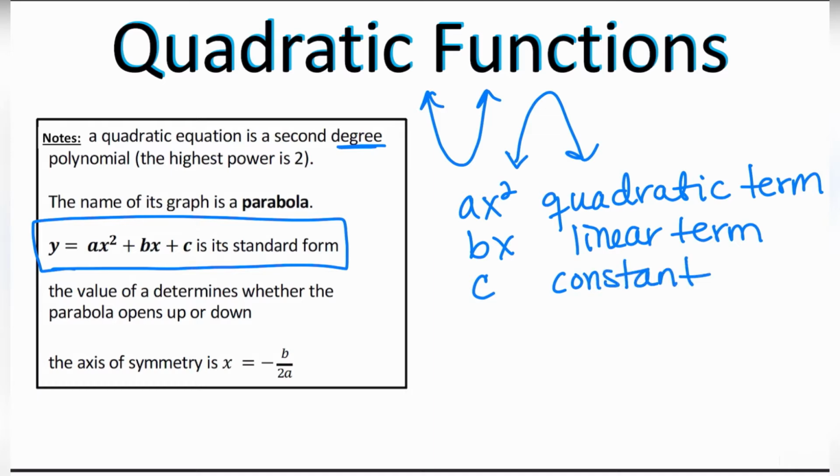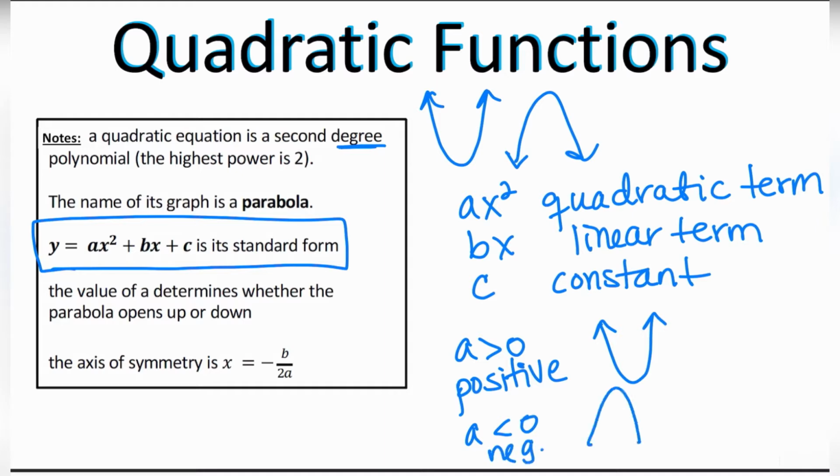The quadratic term makes this a quadratic function. Again, the highest power is 2, and therefore it is going to be responsible for whether the parabola is going to open up or open down. When the value of a is positive, then my parabola is going to open up. When the value of a is negative, then my parabola is going to open down.